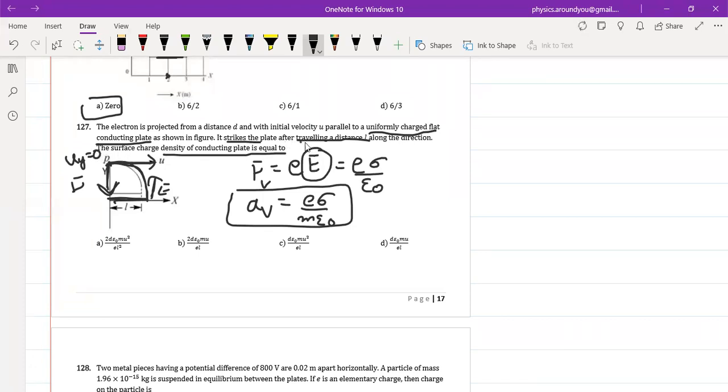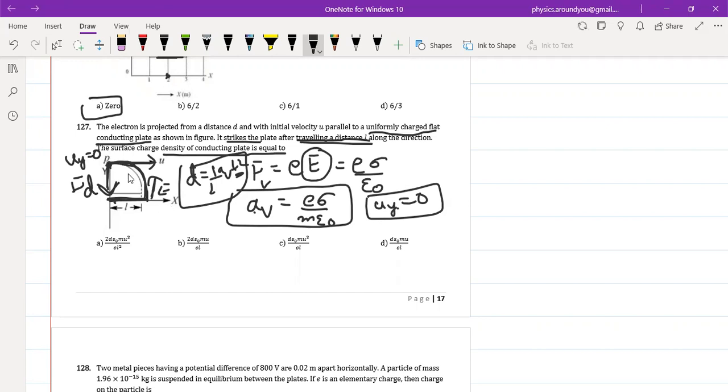Now, it strikes the plate after being projected from a distance d. So the distance between this point and the plate is d. The vertical acceleration I know, the distance traveled is d. So how will I relate d, a and u? Our good old formula: d is equal to ut plus half a t squared, where u is 0. So d equals half a_v t squared. From here, I get the time taken by the electron to hit the plate.